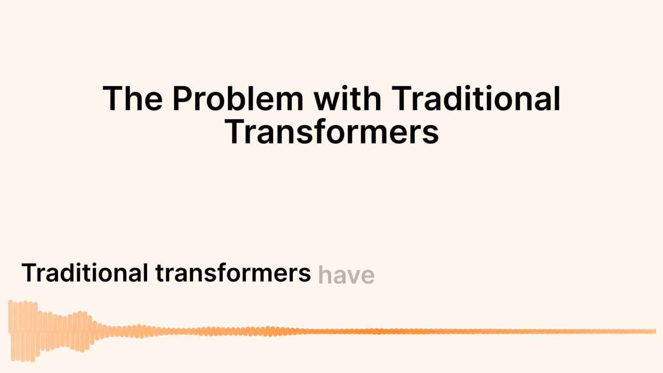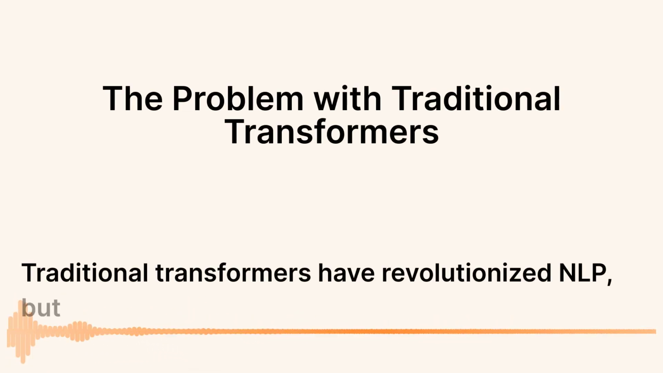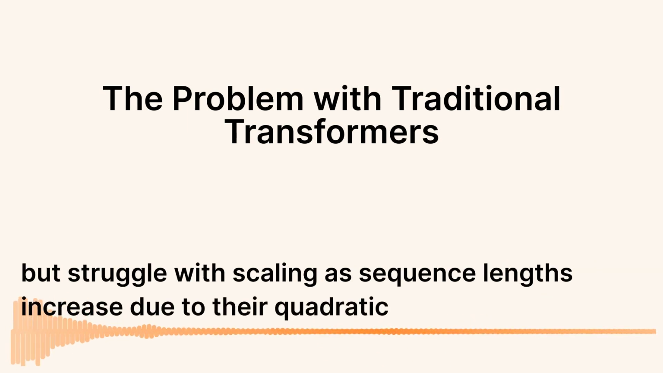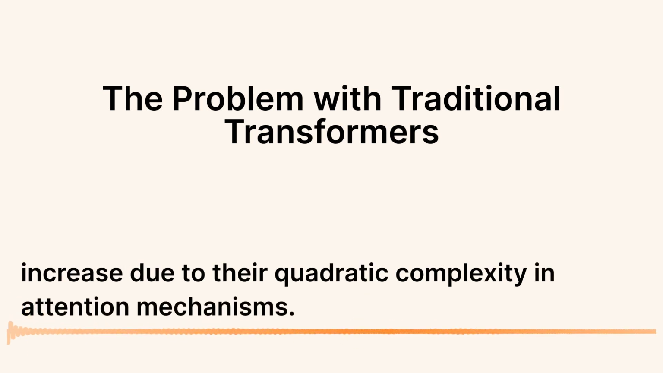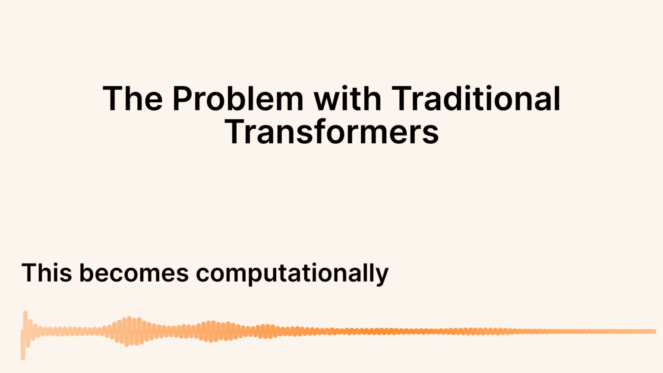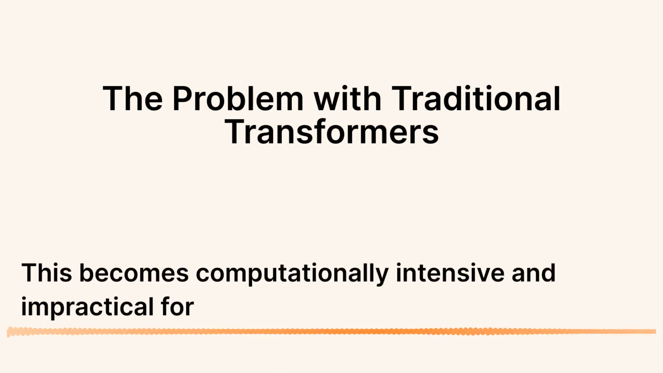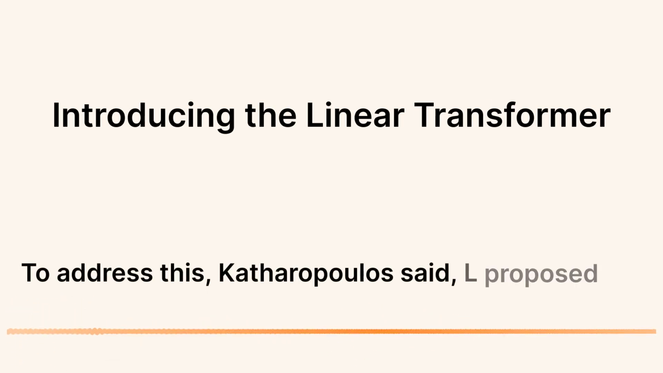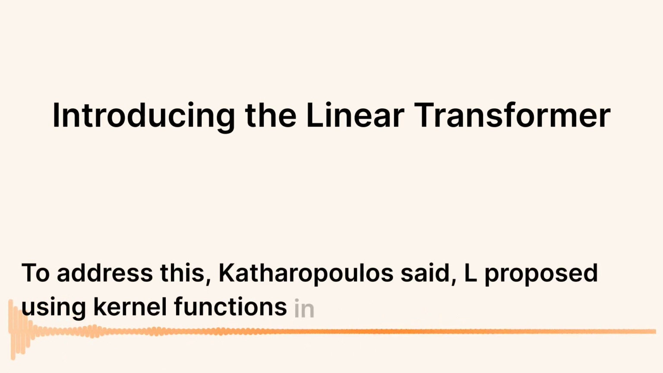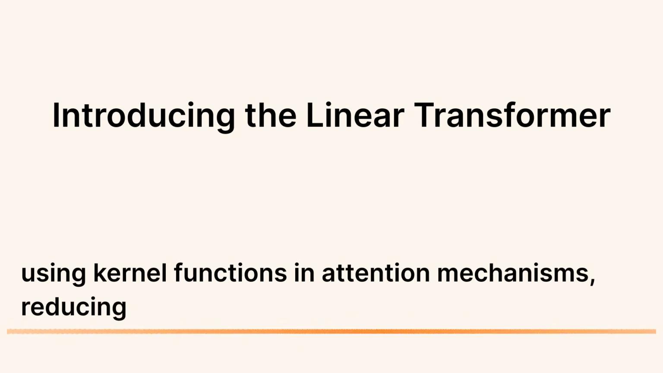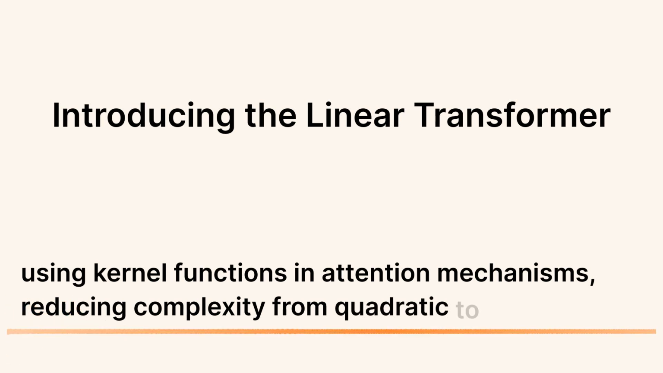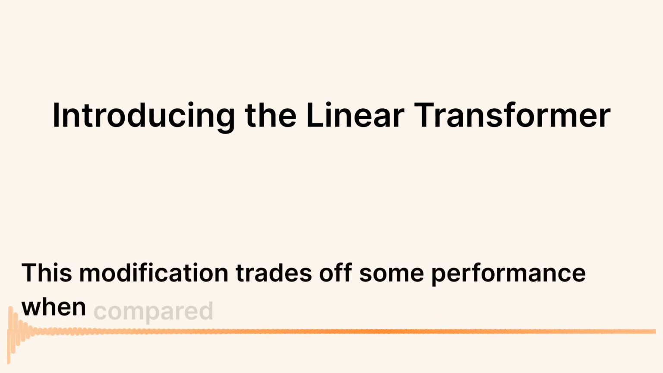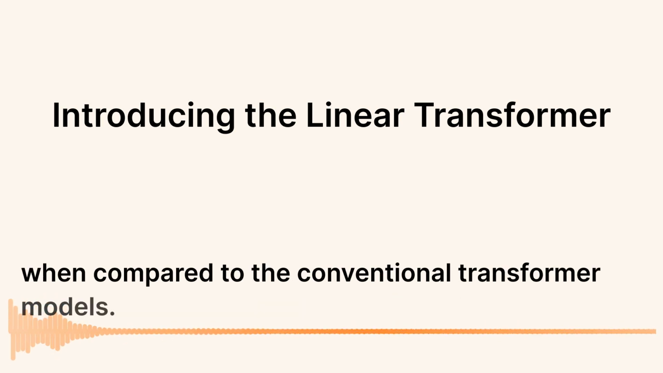Traditional transformers have revolutionized NLP, but struggle with scaling as sequence lengths increase due to their quadratic complexity in attention mechanisms. This becomes computationally intensive and impractical for long texts. To address this, Katharopoulos et al. proposed using kernel functions in attention mechanisms, reducing complexity from quadratic to linear. This modification trades off some performance when compared to the conventional transformer models.